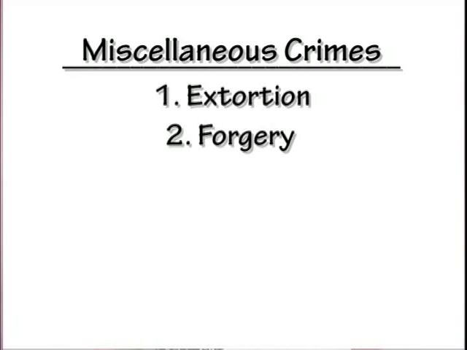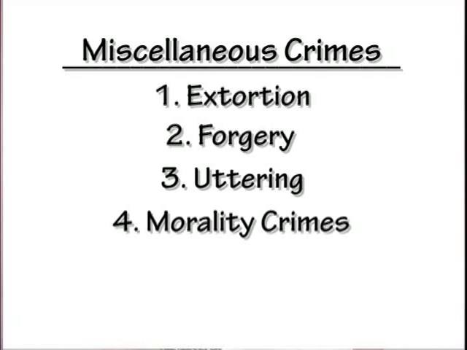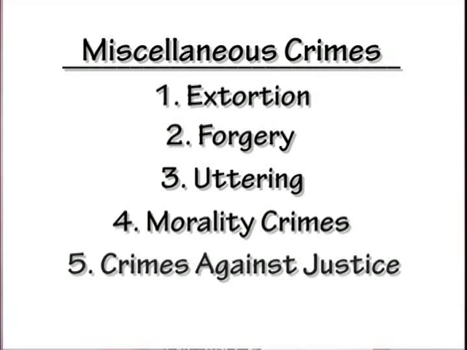There are basically 5 areas of miscellaneous crimes. Number 1 is extortion. Number 2 is forgery. Number 3 is uttering. Number 4 is morality crimes. And number 5 is crimes against justice. Once again, the miscellaneous crimes are extortion, forgery, uttering, morality crimes, and crimes against justice.